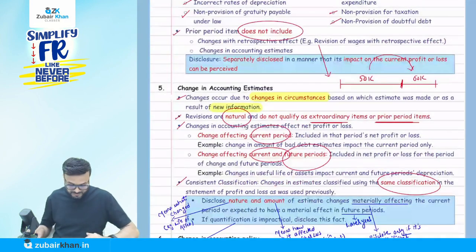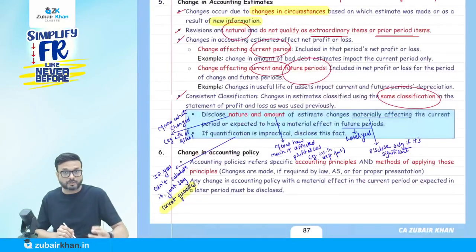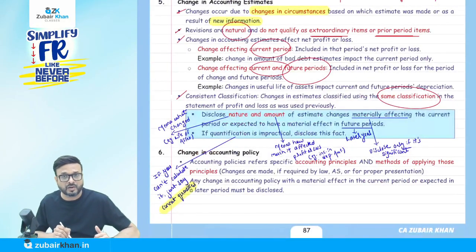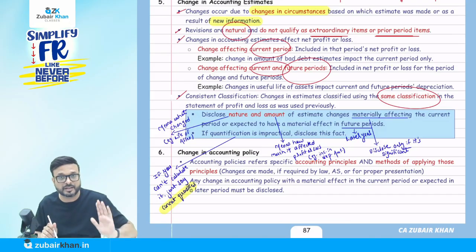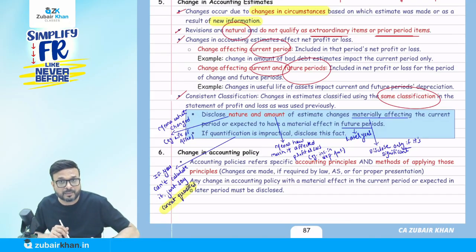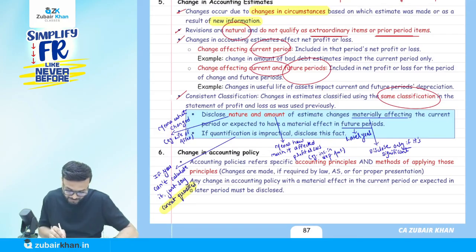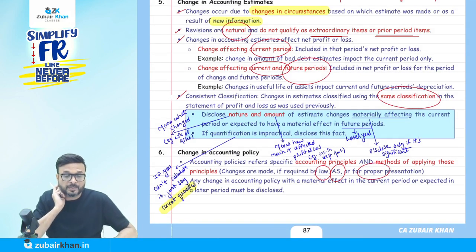Change in accounting policy. What do we mean by accounting policy? First of all, accounting policy refers to specific accounting principles and methods of applying those principles. Can we change the accounting policy? Yes, we can change it if it is required by law, or if an accounting standard says to change it, or for proper presentation. We discussed these three points in ES1.